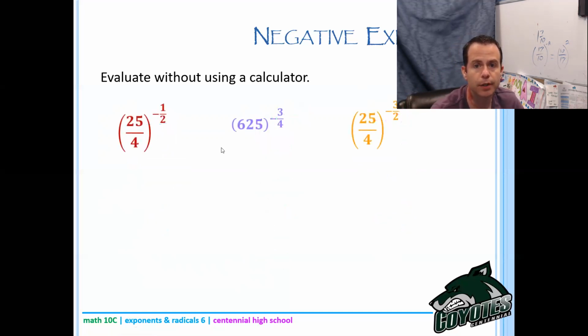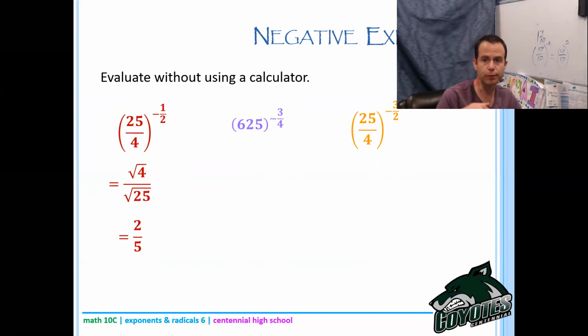Okay, let's keep going. 25 over 4 to the negative 1 over 2. Well, I'm going to deal with that negative exponent first. So that's 4 over 25 to the 1 over 2. I square root it, so that'd be 2 over 5. 625 to the negative 3 over 4. I'm going to flip that to be 1 over 625 to the positive 3 over 4. I have to take the 4th root of 625. That'd be 5. And then cube it would be 125. So I'd be left with 1 over 125.